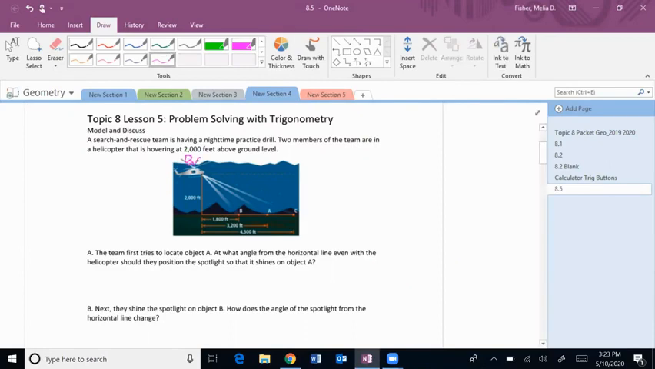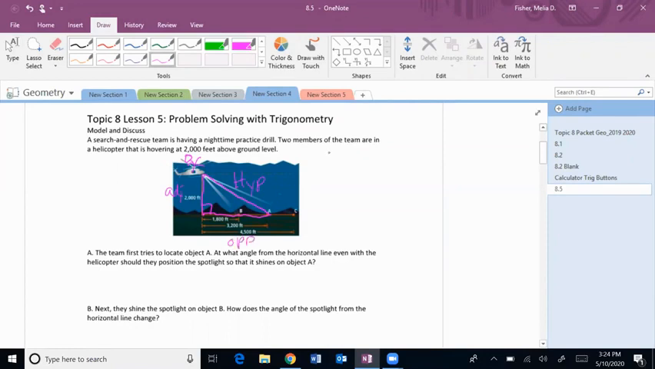So this is where we are, up here in the helicopter. And we're looking down, and that makes this our hypotenuse. We're using this triangle right here, and the right angle right there. So we have our hypotenuse there, and that makes this our adjacent and this our opposite side.